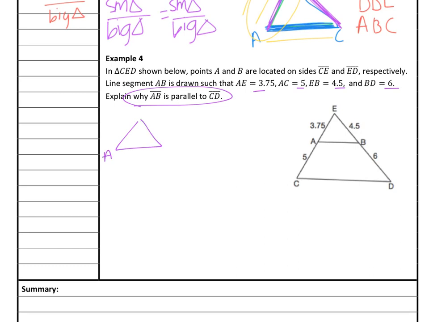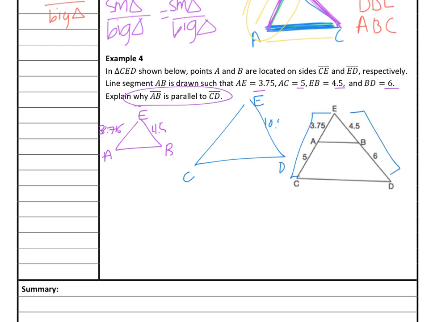So we have A, E, B, and we've got 3.75, 4.5, and then we have the big triangle, C, E, D. We're going to have to do a little bit of math to find out these lengths. So the right side is 10.5, and the left side is 8.75. And all I did was add. To make a total, you just add.